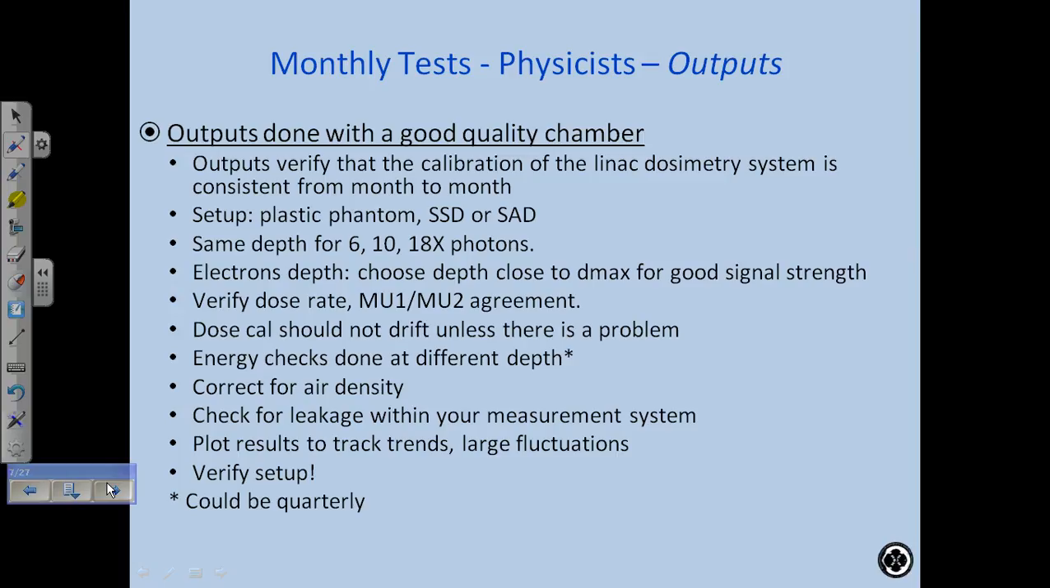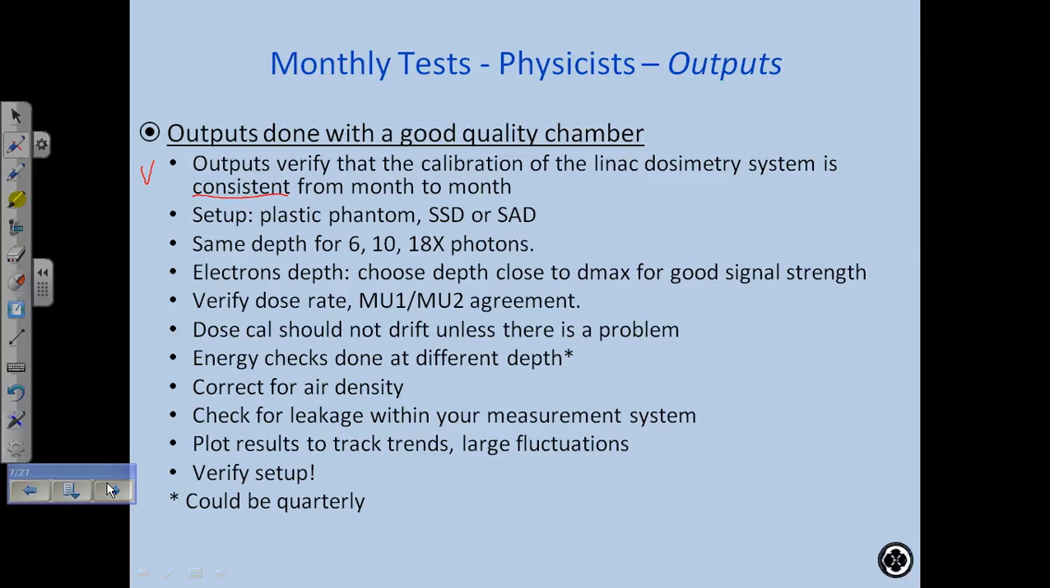Monthly tests. So what do we do on a monthly test? Monthly tests are done by physicists, not therapists. And so let's go down the list here. We verify that the calibration of the Linac dosimetry is consistent from month to month. Again, you're going to see this consistent. We're not doing a TG51 every month, although some centers do. I know that some centers will set up this little water tank and do the TG51 every month. You don't need to do that, because you're just checking for consistency. You just verify that the machine hasn't changed from what you expect it to change.